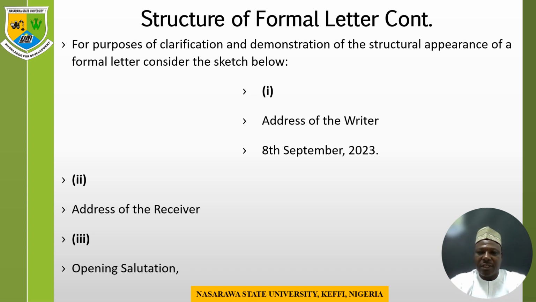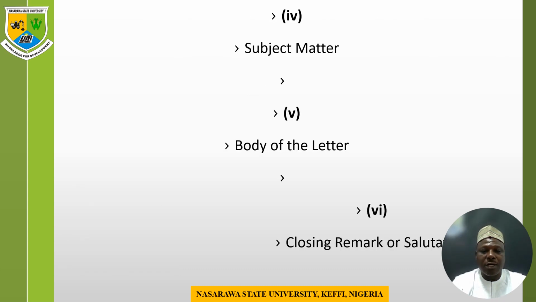And you can see immediately after the address of the writer, the date is usually written at the bottom of the address of the writer, and it is written in full. It is never written in abbreviation. Note, in all types of letter or kinds of letter, the date is always coming immediately at the bottom of the address of the writer. Roman numeral 2 is showing you the location on the paper where the writing of the address of the receiver is written. Roman numeral 3 is showing you where the writing of the opening salutation, which is the dear sir or dear madam, is written.